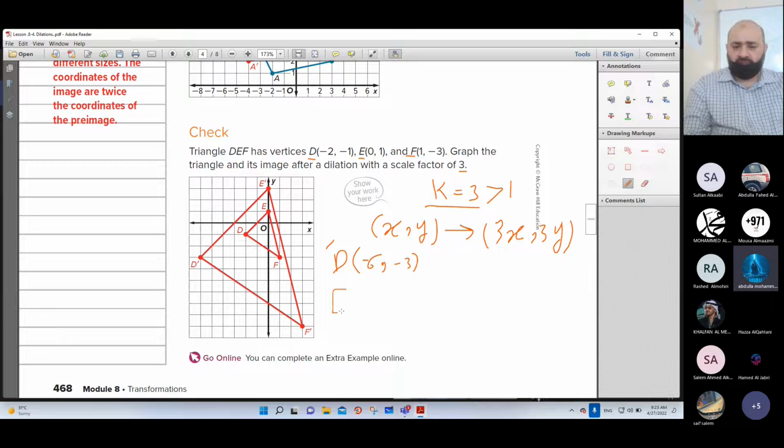Then you can find E prime. Multiply by 3. 0 times 3 will be 0, and 1 times 3 will be 3. Then take F prime. 1 times 3 is 3, and negative 3 times 3 will be negative 9. Then you can graph the image D prime, E prime, F prime. As you see, we have enlargement. The image is greater than the pre-image.